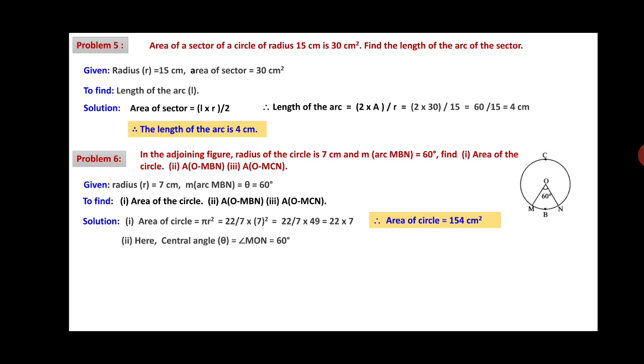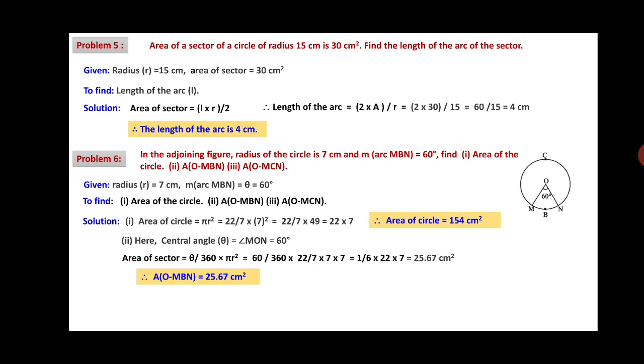Here central angle theta is equal to angle MON, which is 60 degree given. We have area of the sector is equal to theta upon 360 into pi r square, which will be 60 upon 360 into 22 upon 7 into 7 into 7. After substituting the values, we will simplify this one. So 1 upon 6 into 22 into 7, which will be 25.67 centimeter square. Therefore, area of the sector OMBN is equal to 25.67 centimeter square.